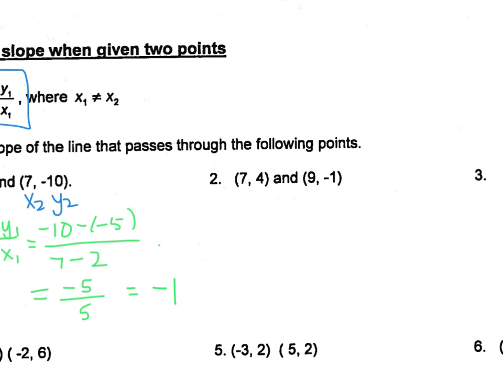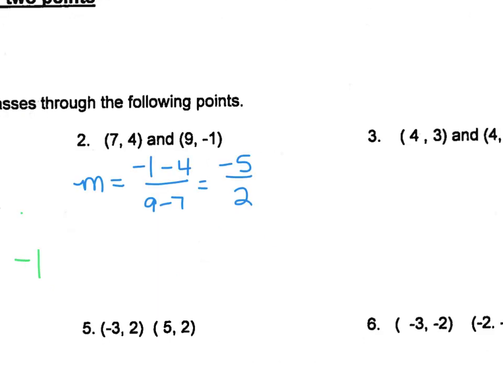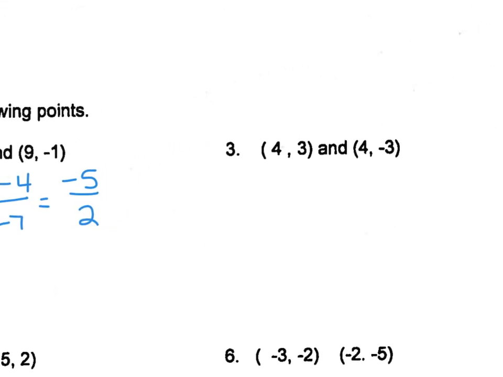Okay, on number 2. All right. So slope equals. Do I have to write the formula? No. But do I have to apply it correctly? Yes. So now I have negative 5. 9 minus 7 is 2. Do I change it to a decimal? No, no, no. I just leave it as negative 5 over 2. Okay, let's try number 3.